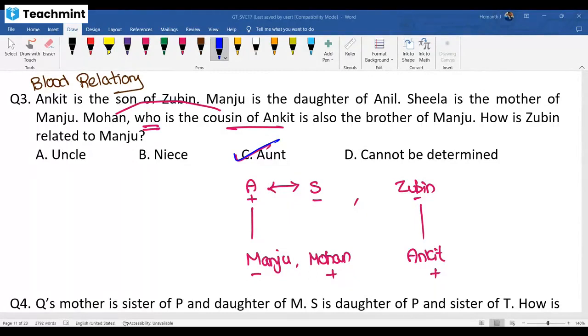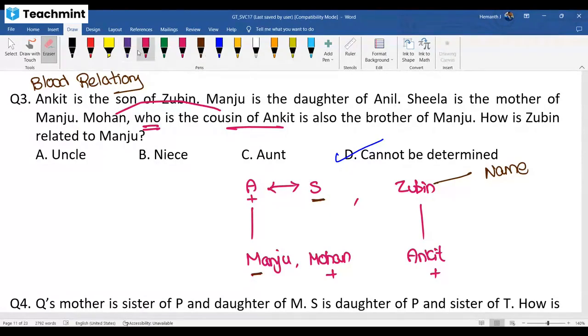Good to ask. See the question. Jubin's gender is not given, so cannot be determined is the correct answer. This is why we waited. Jubin is a name; we don't say Jubin is he or she, not mentioned anywhere. Ankit is son of Jubin, Ankit is male. Sheila is the mother of Manju, and Manju is daughter of Anil. Anil must be father. But Jubin's gender is not given. Name is only there, gender not given.